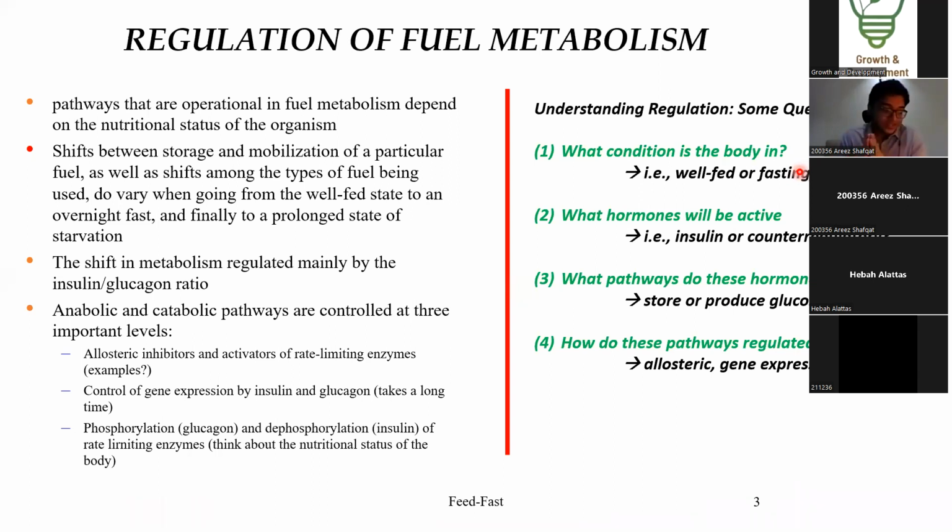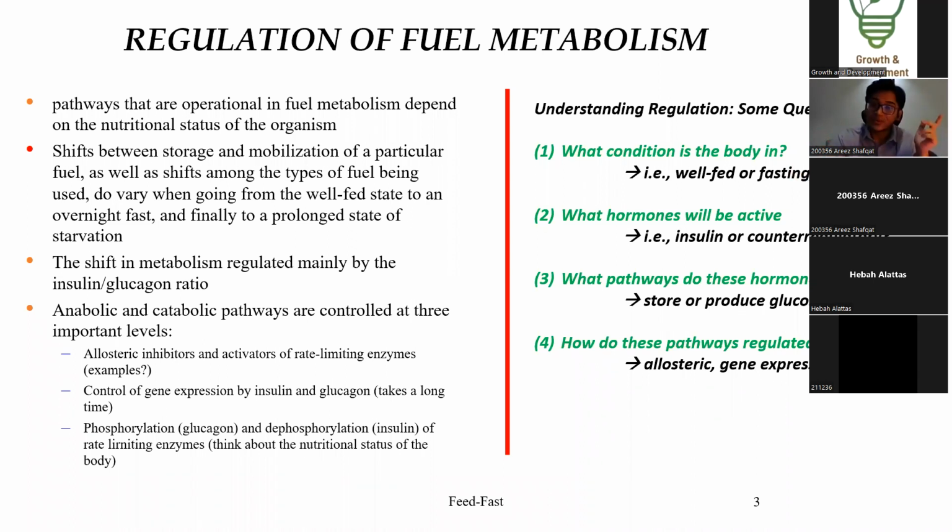So whenever you get a question in biochemistry about metabolism, first try to figure out what condition the body is in, because a lot of questions start with the guy just ate a high carbohydrate meal. If the guy just ate a high carbohydrate meal, that means the body has high blood glucose. That means the body is releasing insulin. That means that from that you can know which pathways are activated.